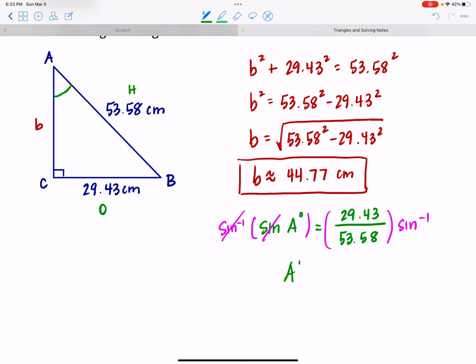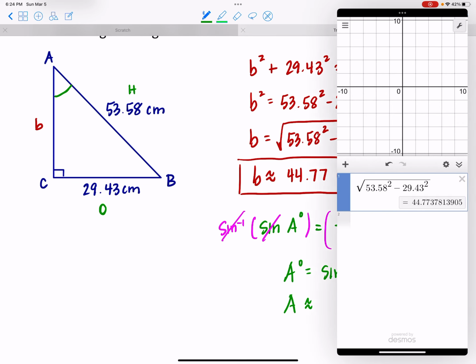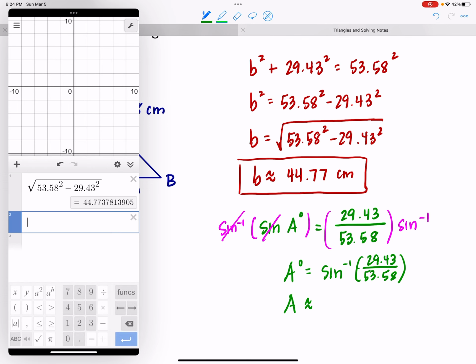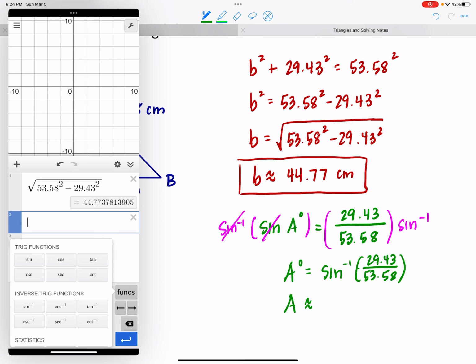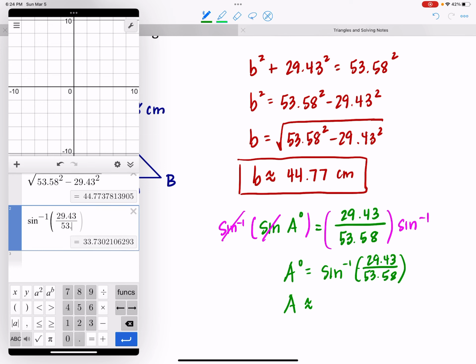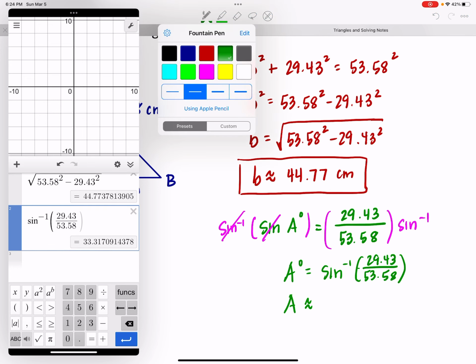And so my angle A is going to be equal to, in the calculator, I'll put in the inverse sine of 29.43 over 53.58, and it will give me an approximation for angle A. And again, make sure that you're in degrees. I'm already in degrees, but make sure you're in degrees. So if I want the inverse sine of my fraction, 29.43 over 53.58, then I have it. And it should make sense.